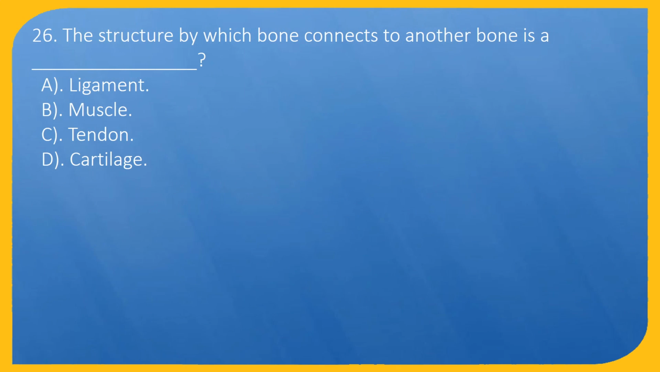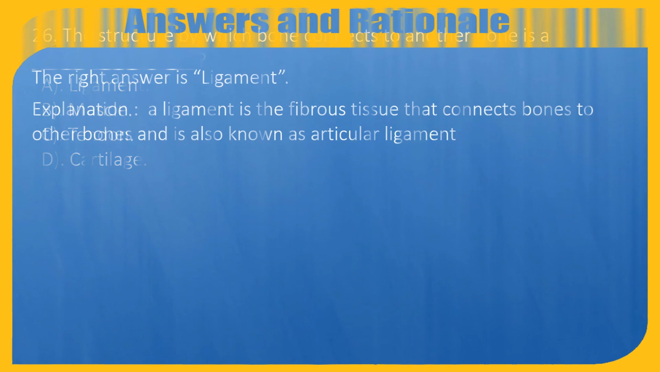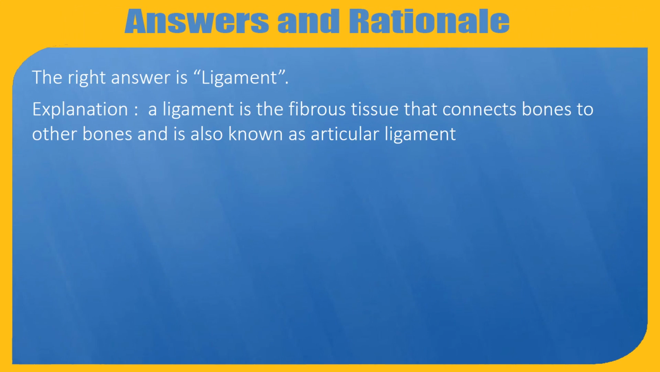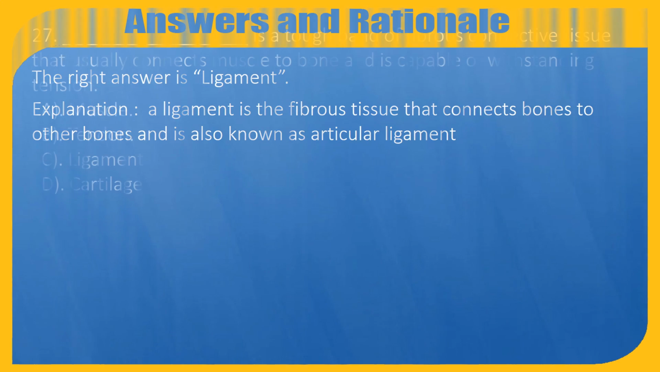Question 26. The structure by which bone connects to another bone is an underscore? A. Ligament. B. Muscle. C. Tendon. D. Cartilage. The right answer is ligament. Explanation: a ligament is the fibrous tissue that connects bones to other bones and is also known as articular ligament.